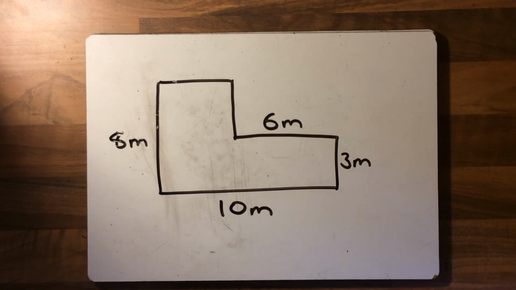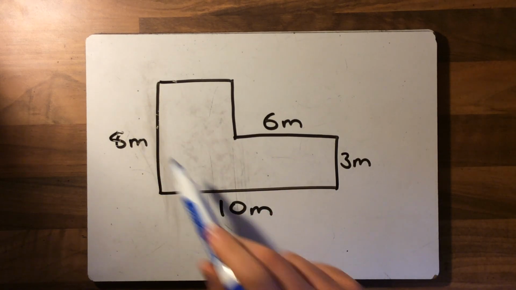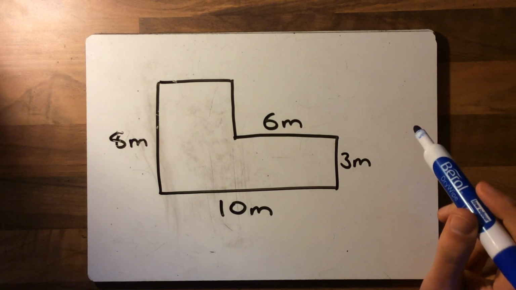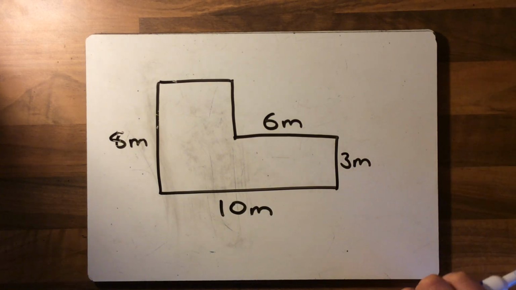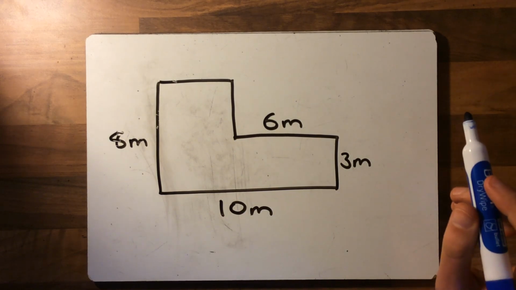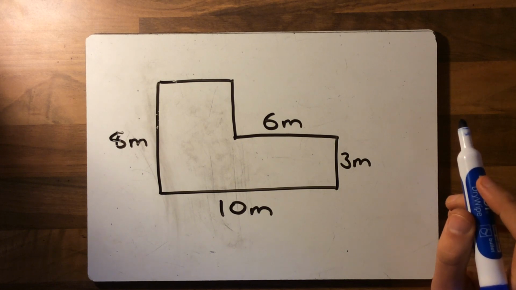Okay, there's an extra step involved in this. So we've got a shape here, and it's a 1, 2, 3, 4, 5, 6-sided shape. A 6-sided shape is a hexagon. It's not a regular hexagon because the sides are different lengths, so it's an irregular hexagon. And again, we're looking for the area of this shape.